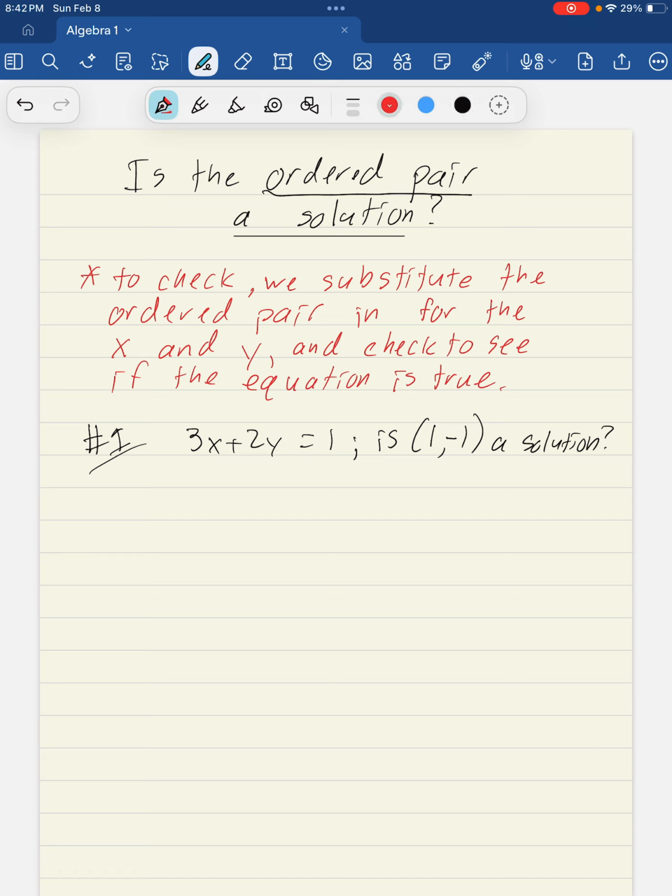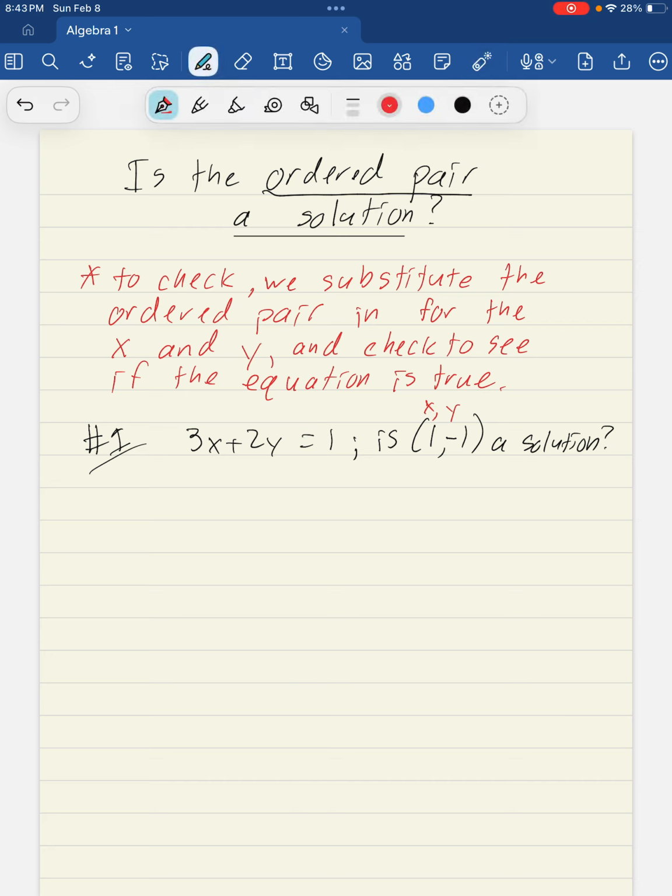The basic idea is to see if an ordered pair is a solution. All you're going to do is substitute the ordered pair in for x and y and see if the equation is true. The easiest way to teach these is to just do the problem. We have to remember this is my x coordinate, this is my y coordinate. You're going to be given a problem and a point, and you're going to be asked, is this ordered pair a solution to this equation?